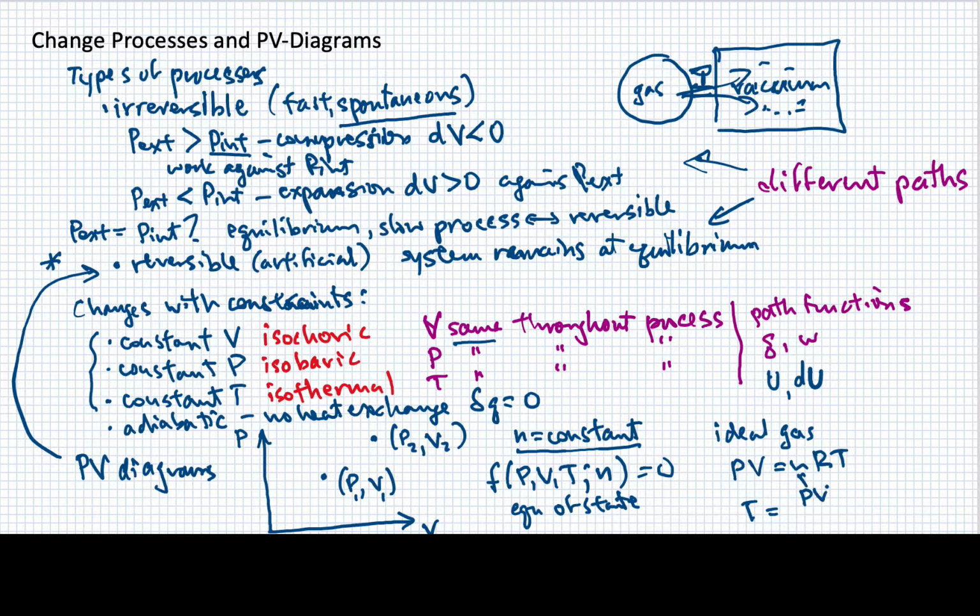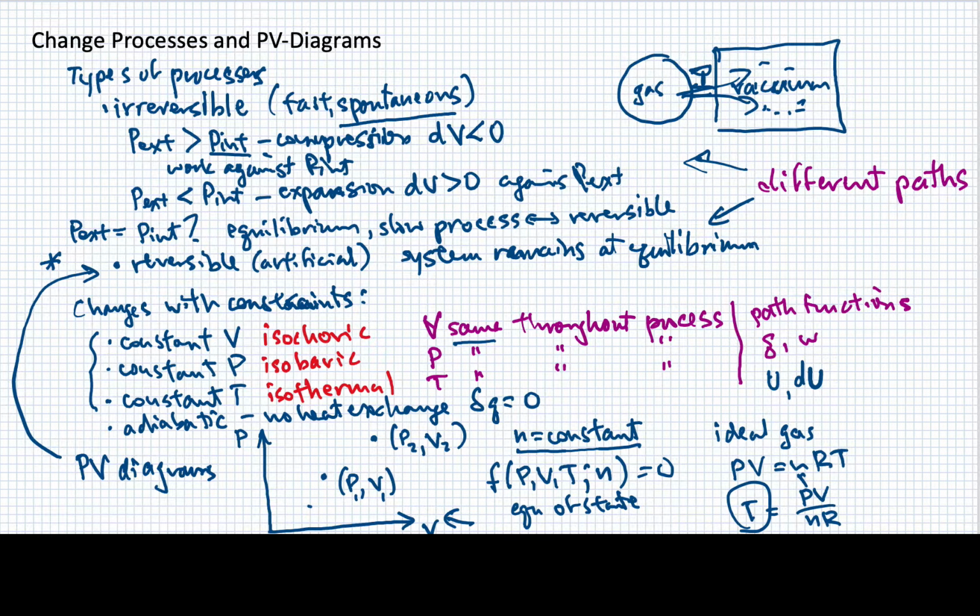It's just going to be PV divided by nR. So I can always determine what this is. So each of the points here in the pressure volume diagram, in the PV diagram, actually tells me about the entire state of the system, and that's why these things are useful.